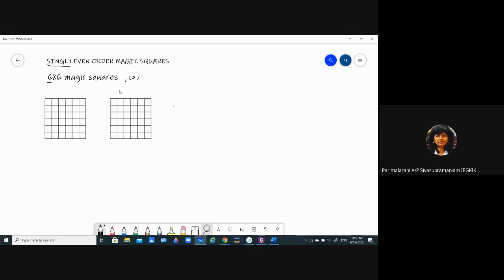How about 10 by 10? Is this doubly or singly? Singly. Yes, because you can divide it by 2. That means it's an even order magic square, but it's not a doubly even order magic square. So it's 14 by 14, and so on. So let's look at this 6 by 6 magic square and see how we are going to fill this in first.